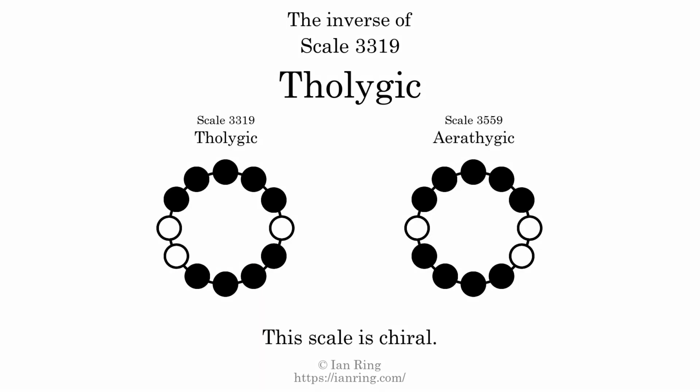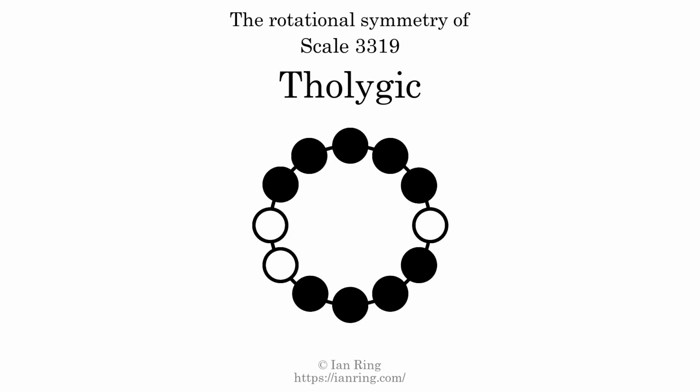The inverse of a scale is a mirror image. It is what you get when the sequence of intervals is reversed. The inverse of this scale is scale 3559, also known as Tholygic. This scale is chiral. It cannot transform into its inverse by rotational transformation. This scale has no rotational symmetry.